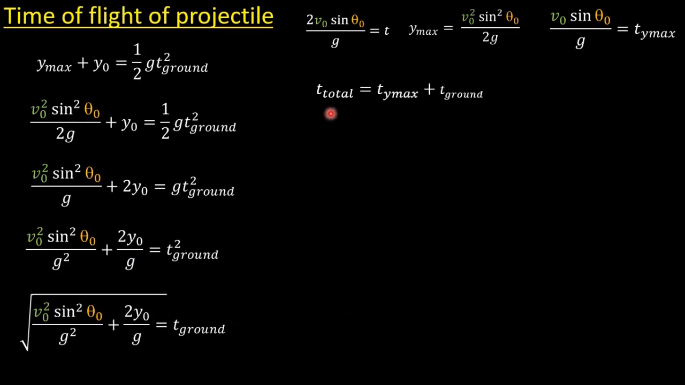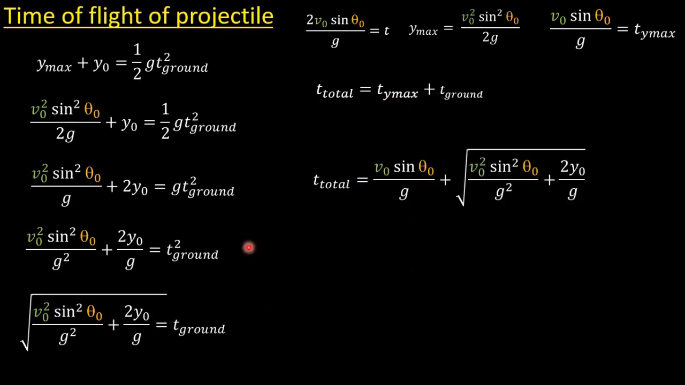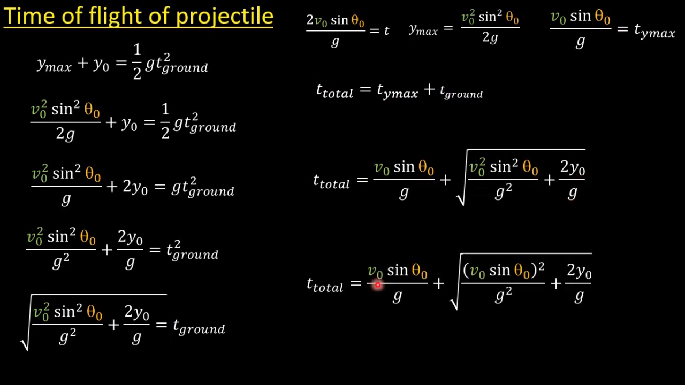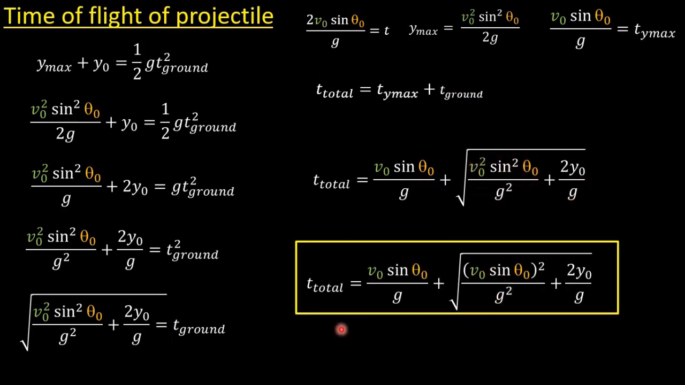So the total time, so t sub total is going to be t sub y max plus t sub ground, and that's going to give us this. Okay, so I'll substitute t sub y max into here to get that, and then substitute this into here to get that. And then I can rewrite this term like this. And that is the time of flight for the projectile.